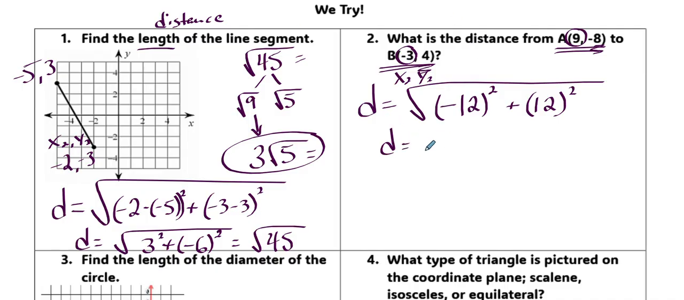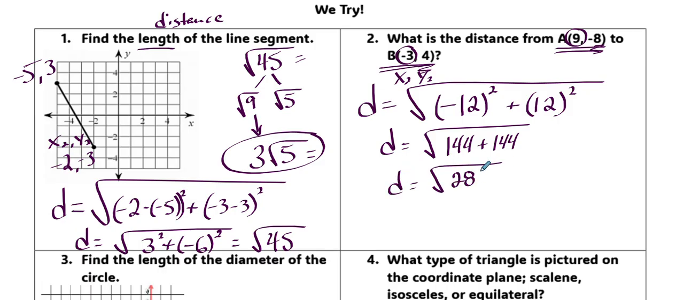12 squared is 144, so is -12 squared. So we have 144 plus 144, or 288. Now, I know 144 is a perfect square, and I know that I just added them together. I added 2 of them together to get that. So 144 times 2 would give me 288. Square root of 144 is 12. 2 is the only thing left inside the square root symbol. So it's 12 times the square root of 2.